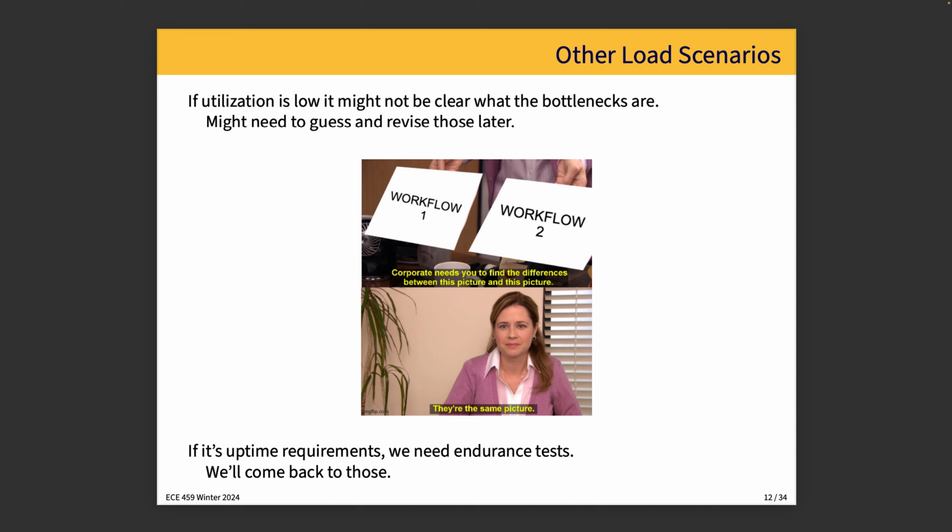So if it's uptime requirements, though, we need to talk about endurance tests, and we're going to talk about endurance tests in a little bit. We'll come back to it.